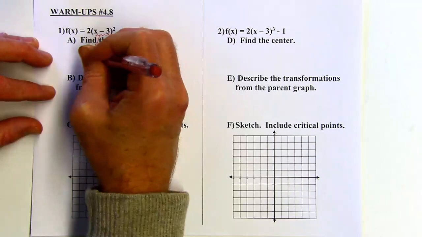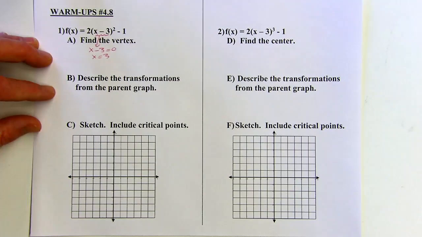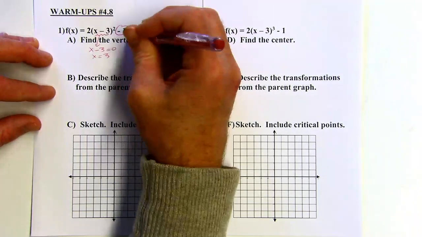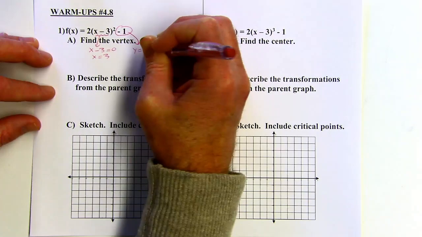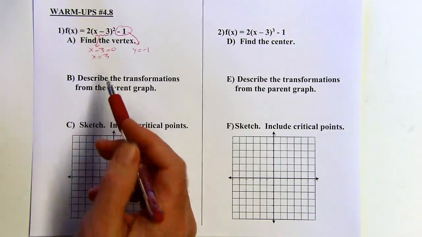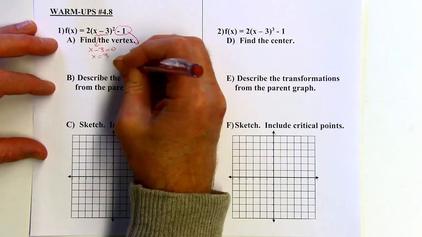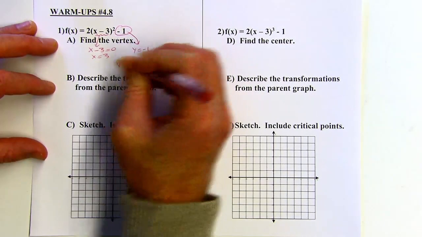So I'd add 3 to both sides. That means the x-coordinate of the vertex is 3. The y-coordinate is going to be whatever is added or subtracted to the end. This is when we're in vertex form like this. So my vertex is going to be the point (3, -1).